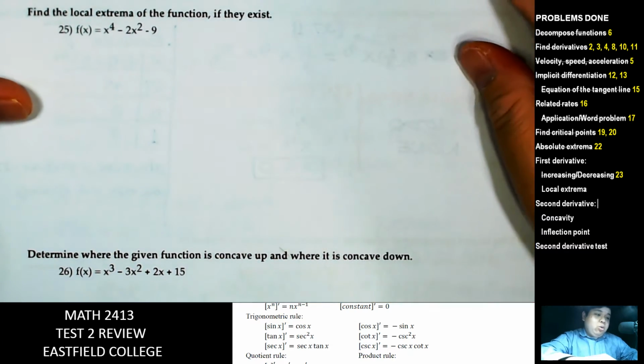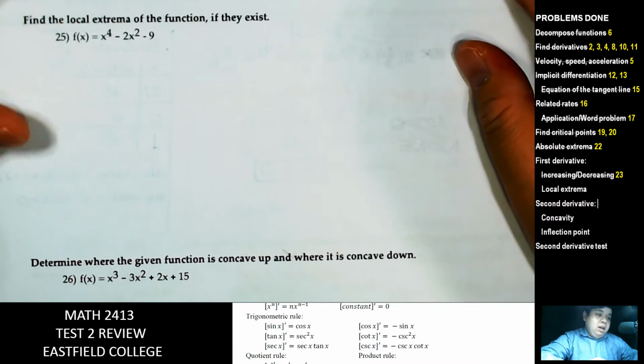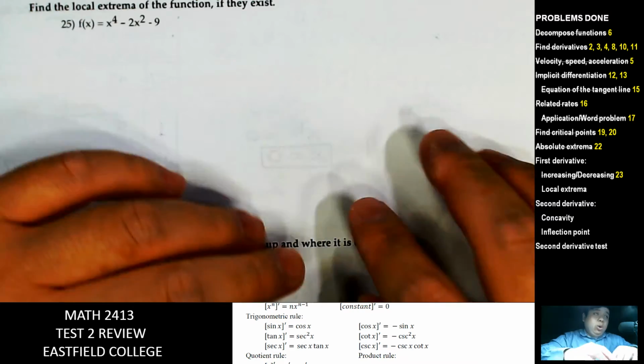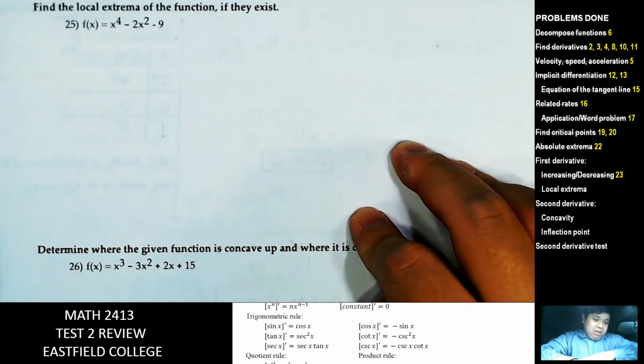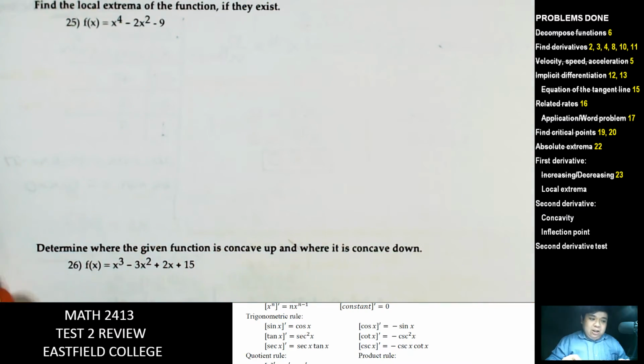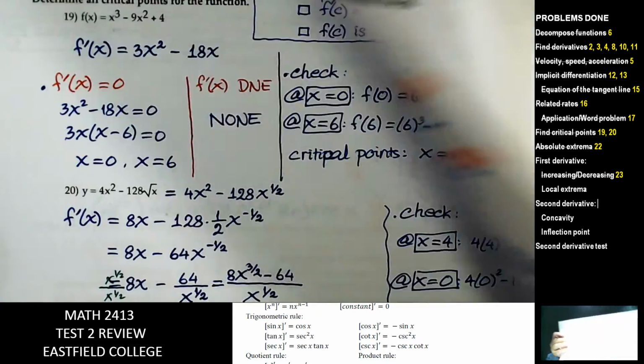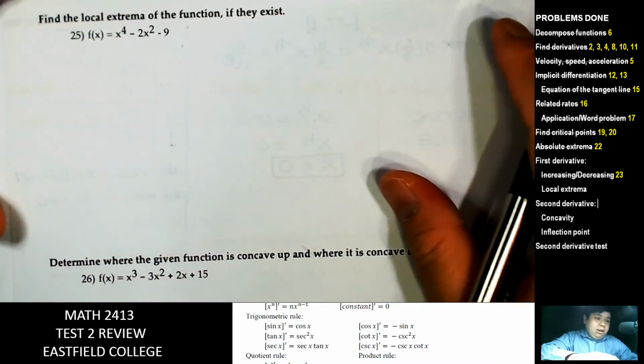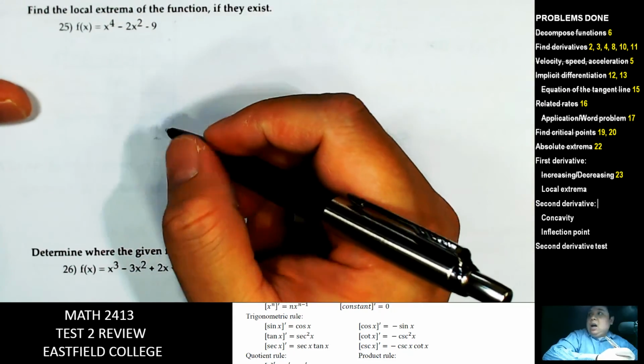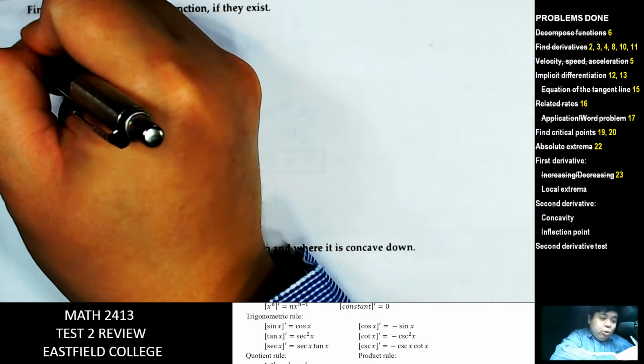Next, find the local extrema of the function if they exist. This will do the same kind of thing as before. Still an application of the first derivative.